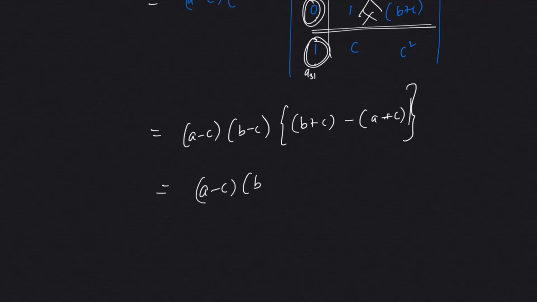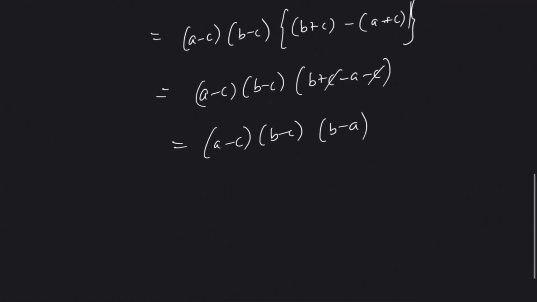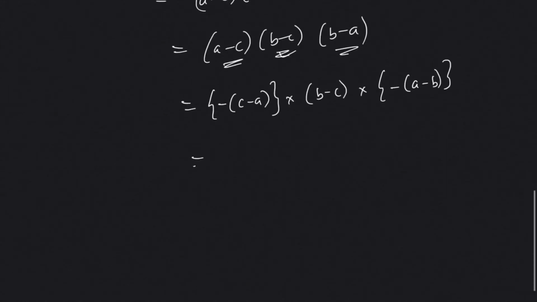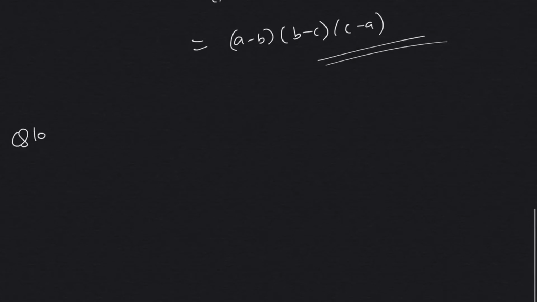So we are left with A minus C, B minus C, B plus C minus A minus C, C gone, so A minus C, B minus C, B minus A. Our proof was A minus B, B minus C, C minus A. It's okay, if you want, we can take a minus common: C minus A into B minus C as it is, into minus A minus B. These are all products, so minus into minus will be plus, so we can just arrange A minus B, B minus C, C minus A. So this will be the proof. Moving on to question number 10.